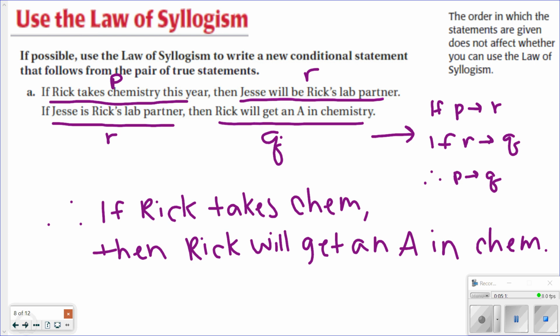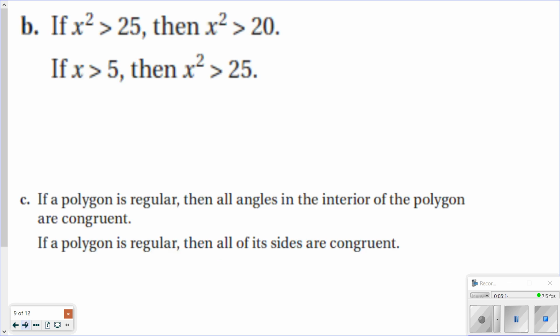And that's it. So let's try this again. If x squared is greater than 25, then x squared is greater than 20. If x is greater than 5, then x squared is greater than 20. So let's label our P, R, and Q. So here's our first sentence, and I'm going to call this P. Then I'm going to move here, and I'm going to call this R. So we know this should also be R, but wait, those two sentences do not match up. So we have a problem here.